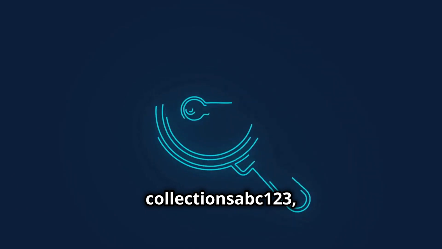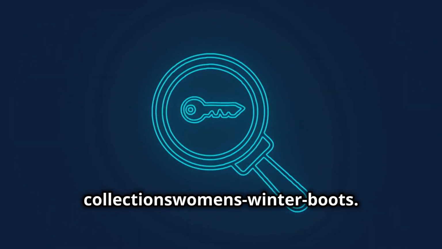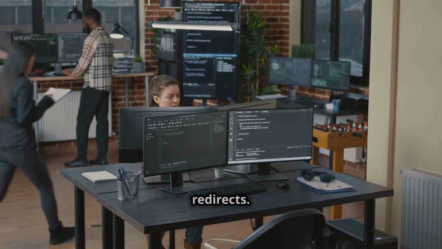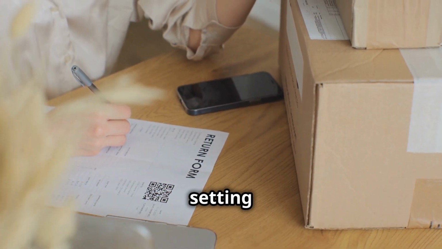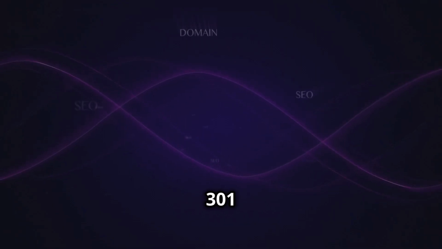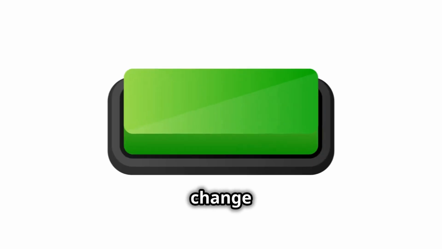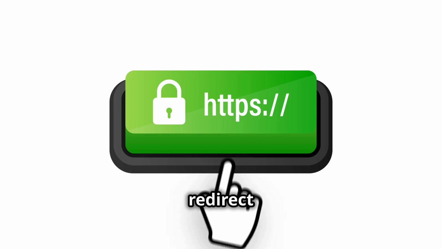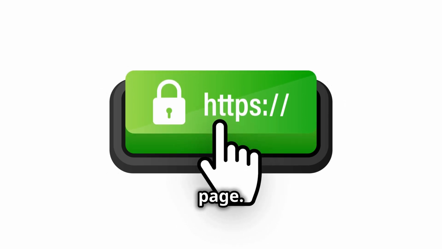For example, instead of /collections/ABC123, use something like /collections/womens-winter-boots. Next, set up 301 redirects. Imagine someone moving to a new house and setting up a mail redirect. A 301 redirect does the same thing for your website. If you ever change a URL, set up a redirect so that anyone who clicks on the old link is automatically taken to the new page.